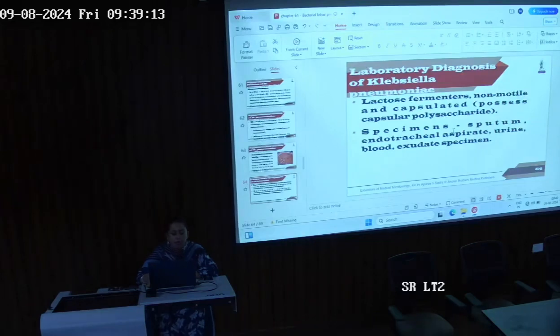It is a lactose fermenting colony. The bacteria is non-motile and capsulated. Specimens: sputum, endotracheal (ET) aspirate, and urine sample. In UTI cases, blood and exudate specimens can be taken for diagnosis.